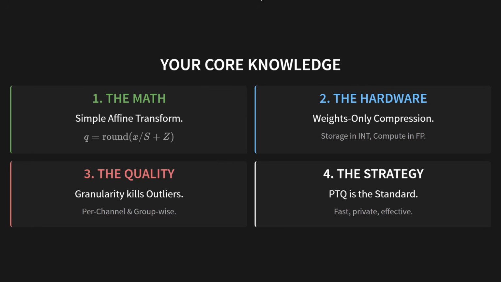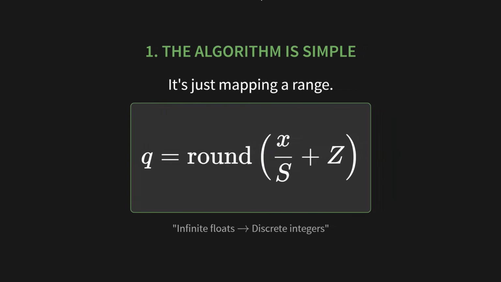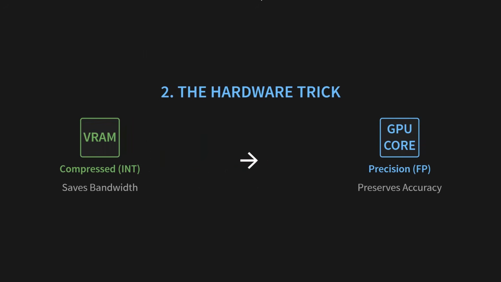Let's just look at that one more time. The algorithm is simple. It's just mapping a range, taking those infinite floats and squeezing them down into discrete integers. That's the entire game. And the hardware trick? It's so clever. The compressed int weights sit in your VRAM, saving tons of space and bandwidth. Then, right at the last second, they're zapped over to the GPU core and dequantized back to high-precision FP format. This is how we preserve all that accuracy during the actual computation.